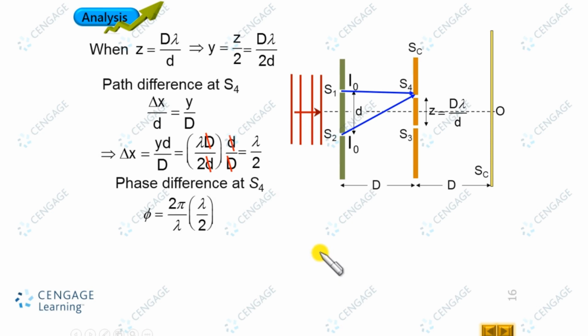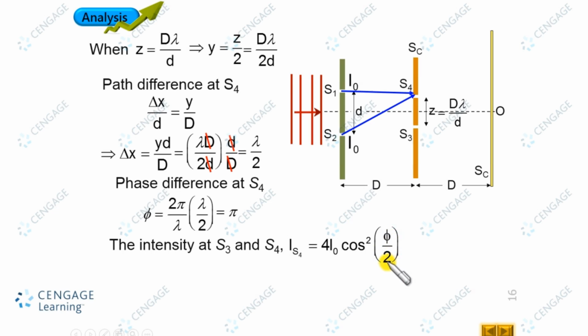So this is the phase difference, and here lambda and lambda, 2 and 2 will get cancelled, that is equal to pi. Now we have the relationship of the intensity and phase difference, that is equal to 4 I naught cos square phi by 2. So intensity at S3 and S4, we can calculate either at S3 or S4, because these points are symmetrically placed with respect to this symmetrical line. So we can write I at S4 equals 4 I naught cos square phi by 2.